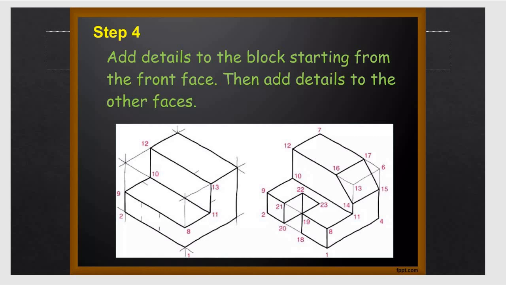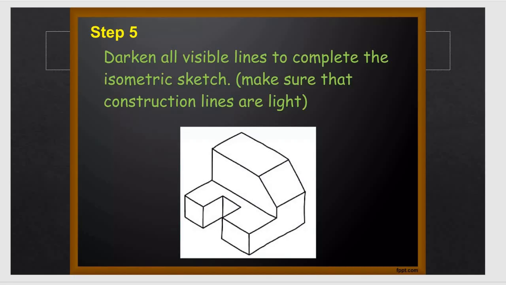We can add another example here. We can draw starting from the front face or detail, and then the other faces. The last step is the final diagram. We darken all the visible lines to complete the isometric sketch. Invisible lines need not be drawn here.